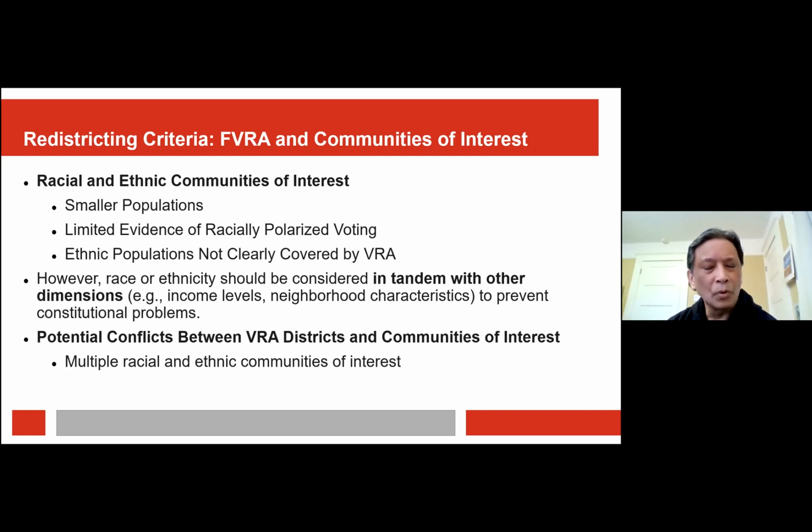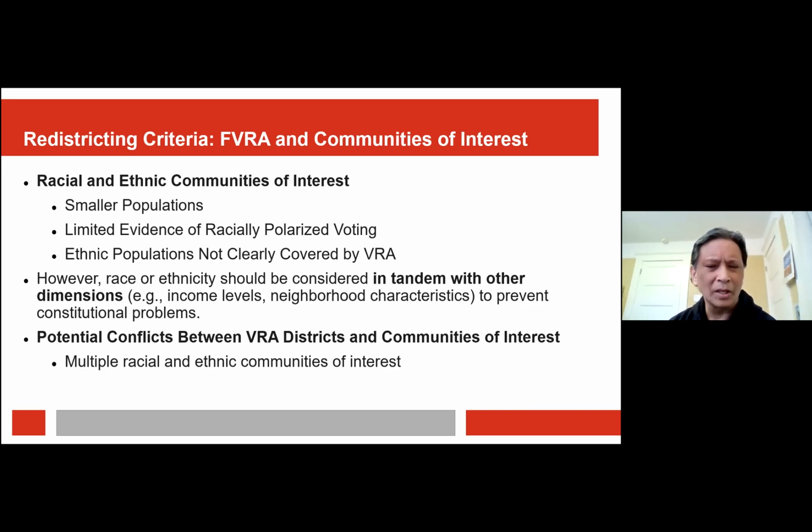A point that Justin made: you have to look at race in tandem with other factors. If you look solely at racial demographics and don't look at anything else, you could get in trouble. Not necessarily under the Voting Rights Act, but under the federal constitution, which imposes some serious limits on looking just at race and treating it as the predominant factor in drawing lines.